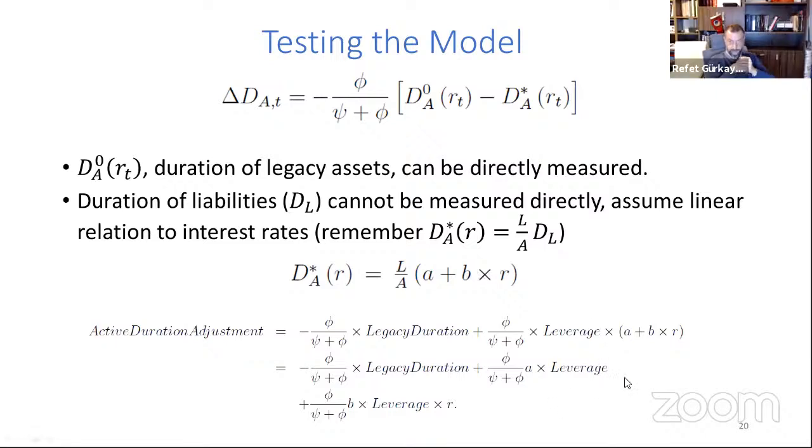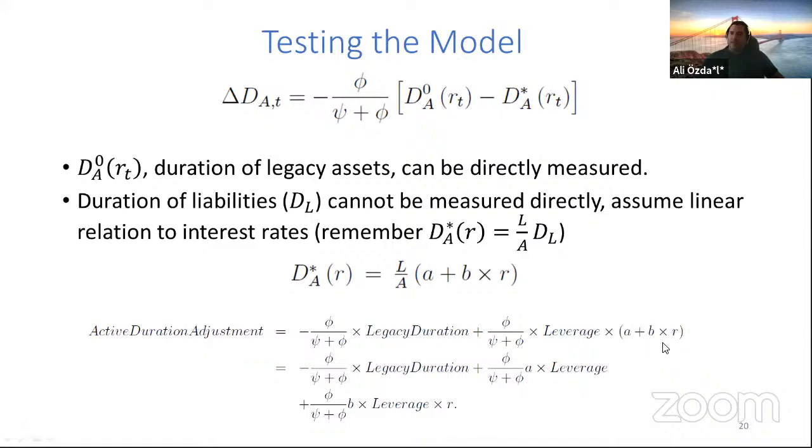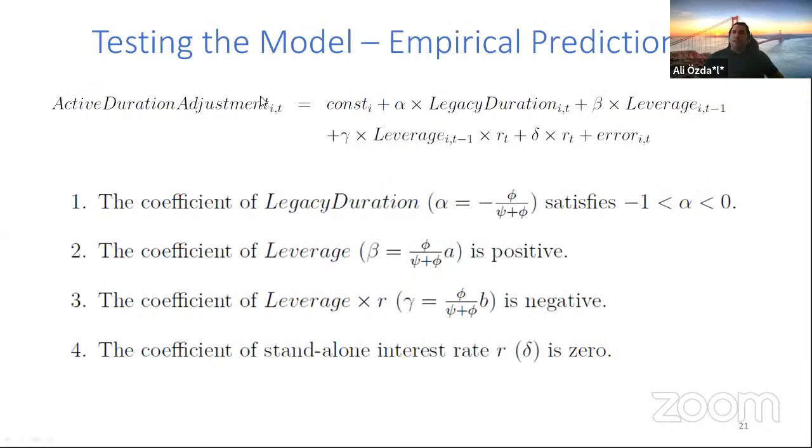Go on. Okay, and once we put everything together, this gives us a linear reduced form regression that we can run, where the variables are legacy duration, leverage, and the interaction of leverage with the interest rates. This is the regression that we will run. Left-hand side: active duration adjustment. Right-hand side: legacy duration, leverage, and leverage interacted with interest rate. For completeness, because it's very common in linear regression, if you have interactive terms, you put uninteracted terms as well. We also put the interest rate alone on its own.